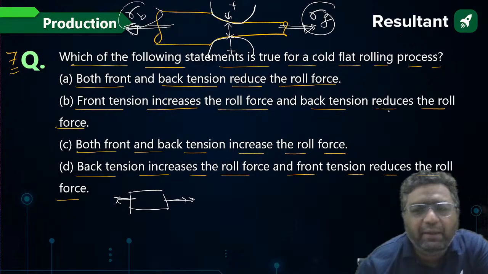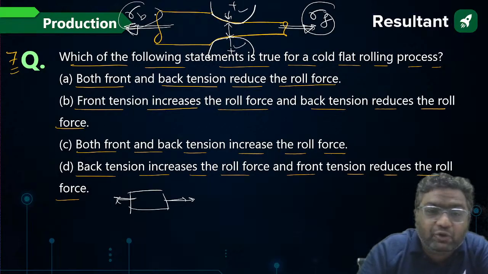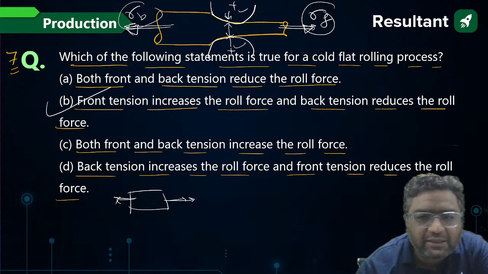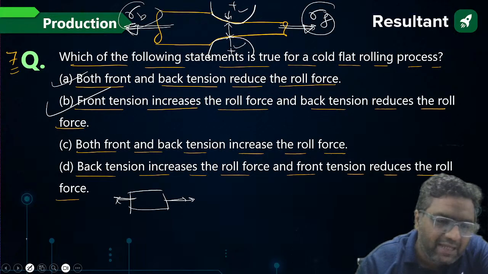So obviously they will be helping us to reduce the force required at rollers because they are also doing some work which rollers have to do. So answer is going to be B for this or A for this. Both front and back tension reduce. Obviously, A is the right answer. So not B, but A is the right answer.